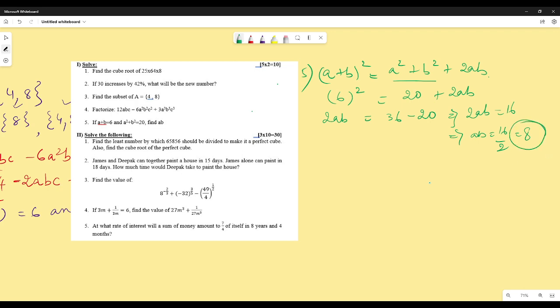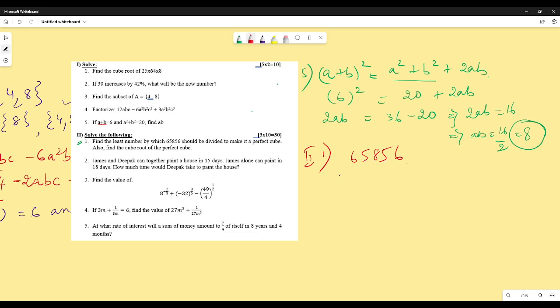Let us move on to the next part, the second part, and get on to the first question over here. Find the least number by which 658856 should be divided to make it a perfect cube. That means that it is not a perfect cube. There are some additional factors over here.